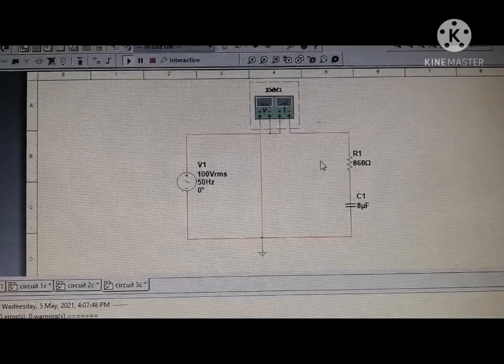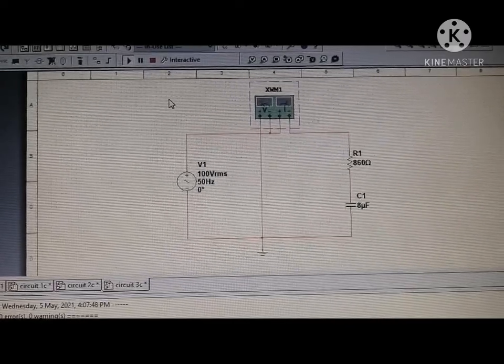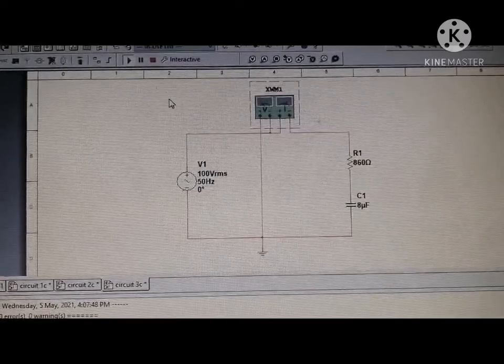Alright, so we have done activity 3, and that is the last for experiment 2.